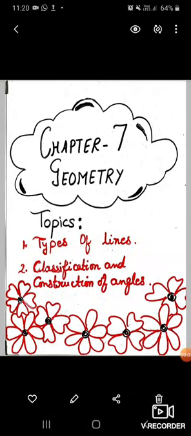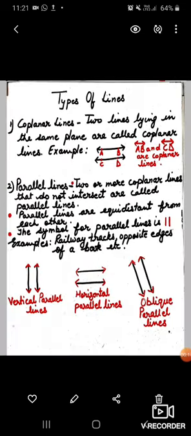Good morning, students. Today we will do chapter 7, that is geometry, and our topics are: first topic is types of lines, and second is classification and construction of angles. Let us start with types of lines.